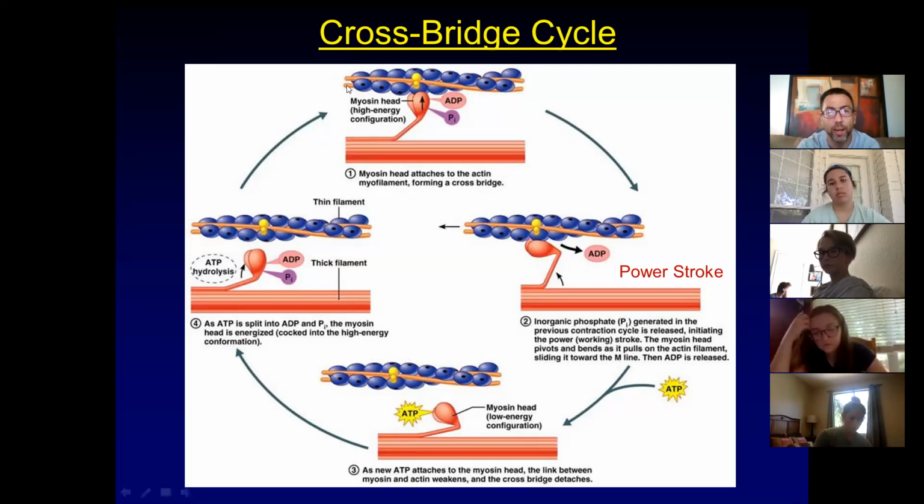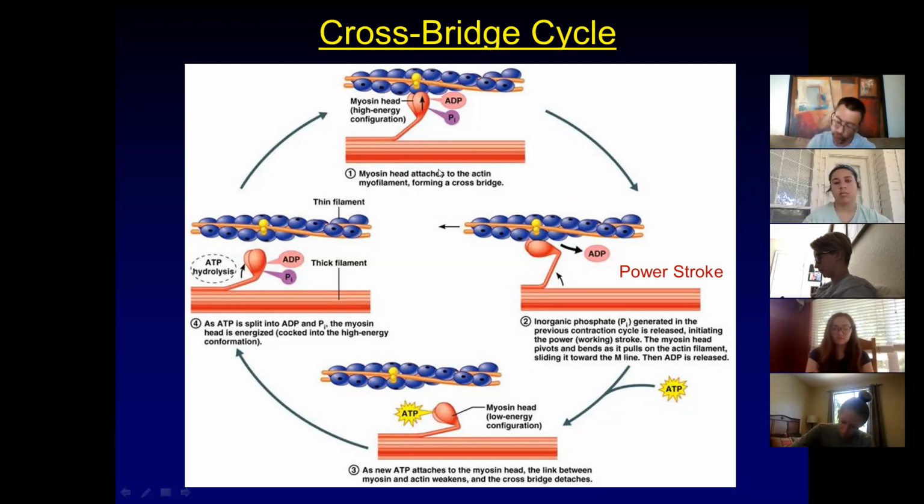So this is bound. When the myosin binds, it is in what we call its high energy configuration. What that means is that when it binds, the myosin has a molecule of ADP, adenosine diphosphate, and a single molecule of inorganic phosphate. In the step at the end of the cycle, ATP has been here and we've cleaved an inorganic phosphate off of ATP to make ADP. So we're here. This is the high energy state.